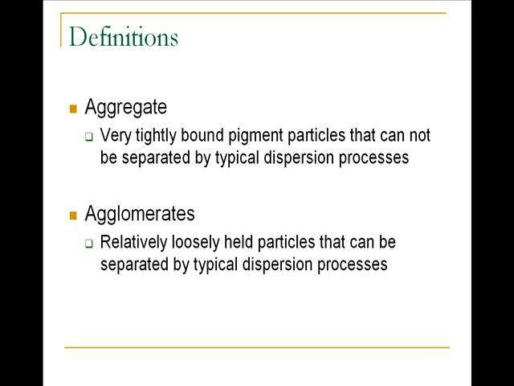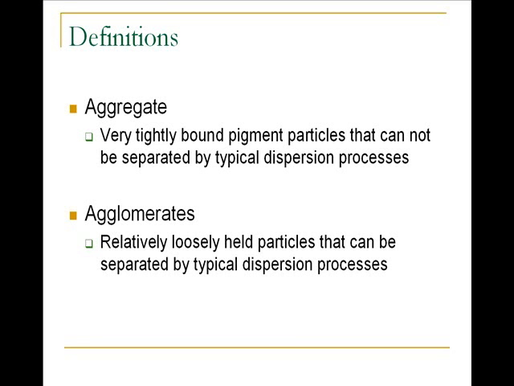When they clump up, they can be tightly bound, which is what an aggregate is. And when this happens, they're usually so tightly bound that we can't break them apart with our typical dispersion processes, or they can be agglomerates. Agglomerates are relatively loosely held particles that can be separated by typical dispersion processes. When we perform dispersion on our pigment, we're really breaking up the agglomerates. The aggregates usually are too tightly bound to be able to break them apart.